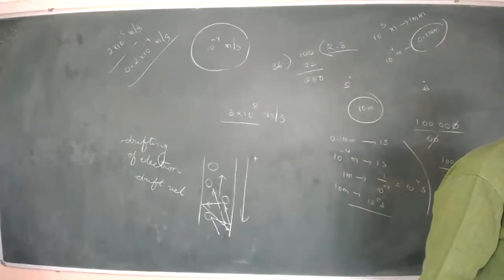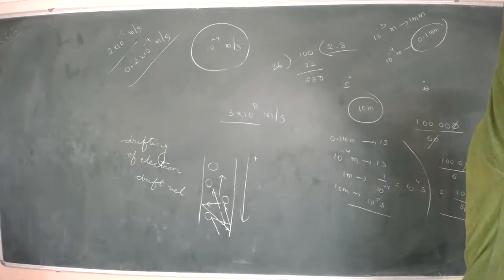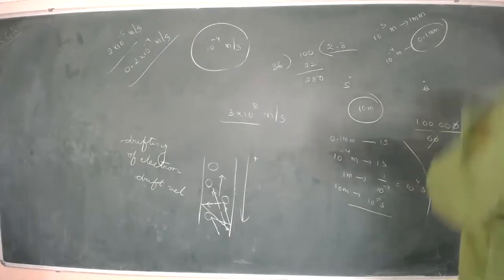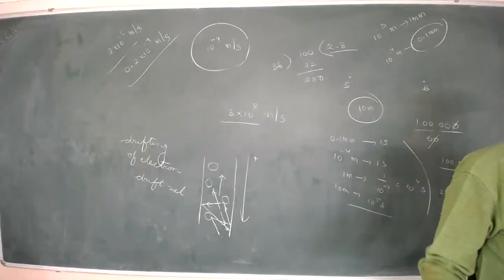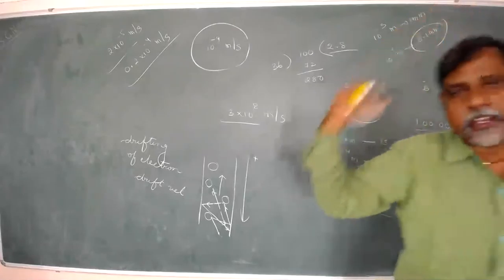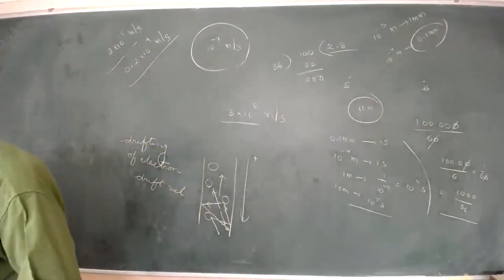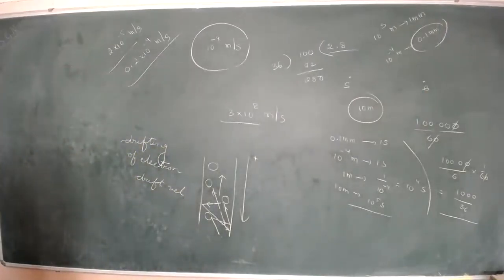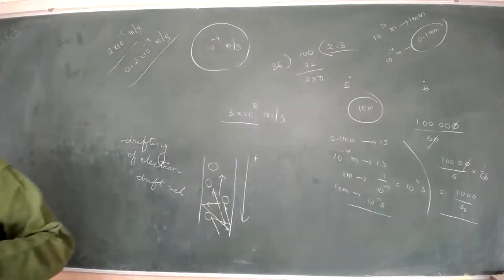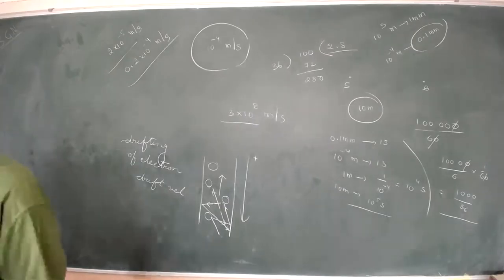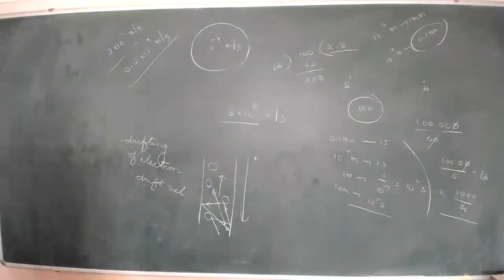The moment you switch on, the electric field will be there immediately. 3 × 10⁸ means very high speed. So that electric field will start initiating the motion of the electrons: come on, first you go, next you go, next you go. That electric field will keep on pushing the electrons forward. In that way, the circuit gets connected, the circuit gets closed.